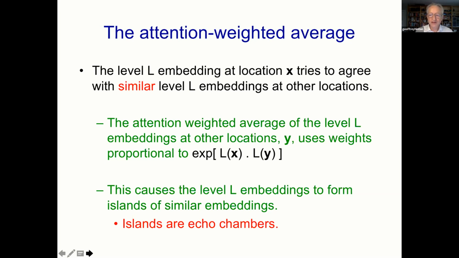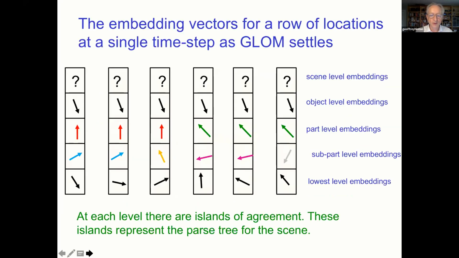Now, what that averaging does, of course, is cause embeddings that already agree with one another to get more similar. So as the network settles down, it forms these islands, and the islands are like echo chambers. Echo chambers are a very bad idea if you're doing politics, but they're a very good idea for doing segmentation. So that's how we would like to get these islands.